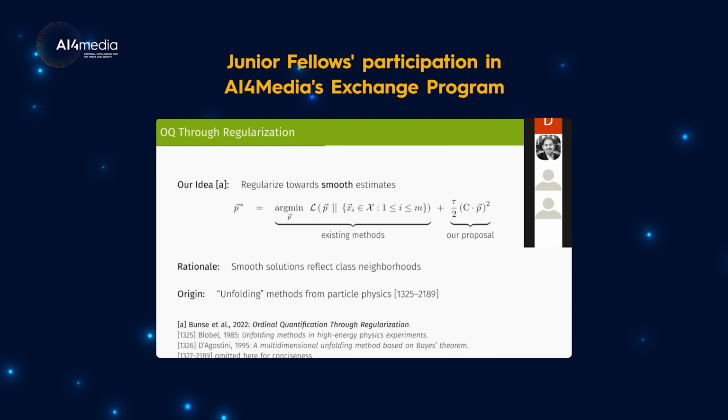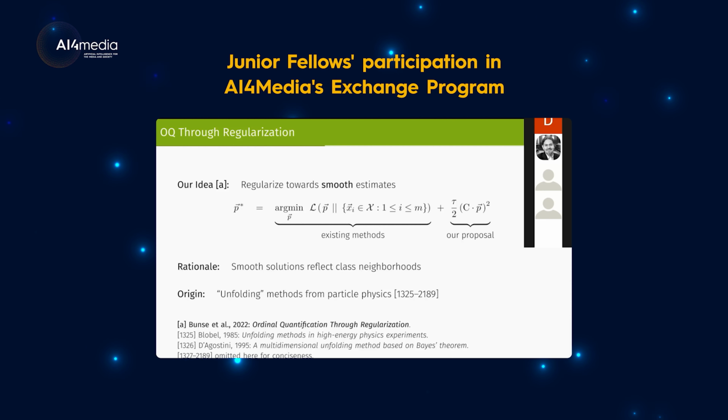Our idea in addressing this ordinality is to introduce a regularizer. Most methods that already exist would minimize a loss function in order to find a probability vector, a vector of class probabilities that is most likely to have produced the unlabeled sample. And here we are now adding a regularizer to this loss term, which expresses our assumptions about ordinal solutions. And these assumptions are essentially that neighboring classes should not differ too much.